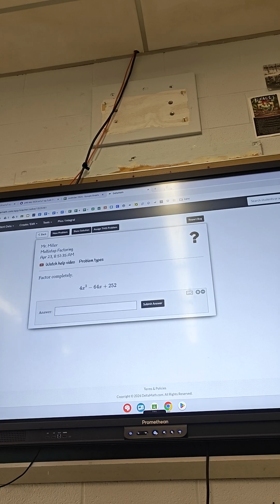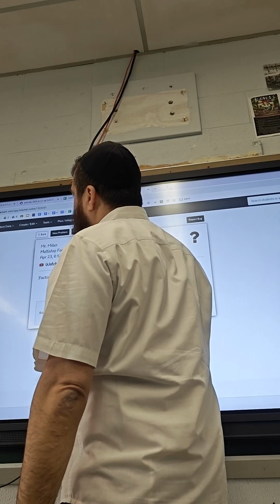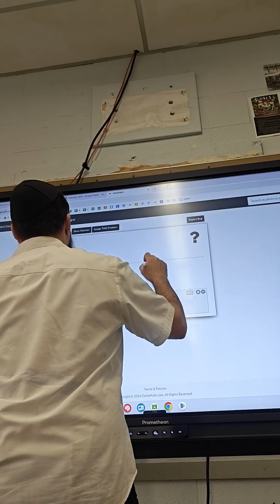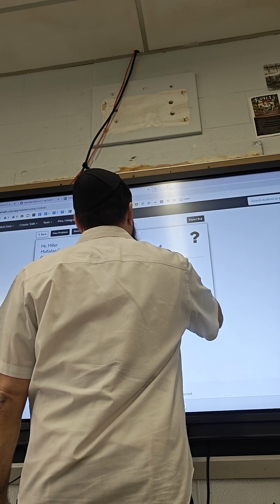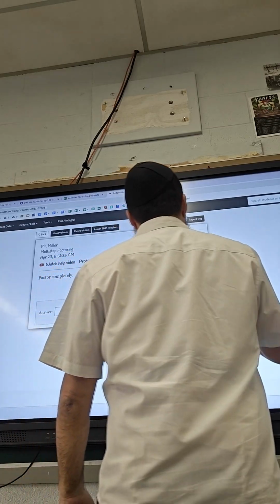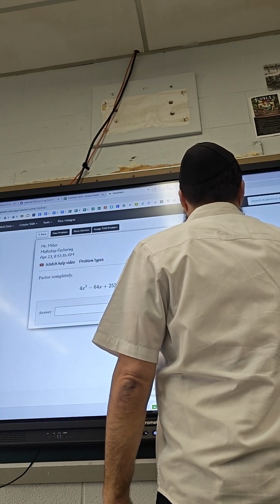So the trick for 4s is that 4 goes into the last 2 digits of it. So 4 does factor out of here. I can factor out a 4. That leaves me x squared minus 16x plus 63. Thank you. 63.